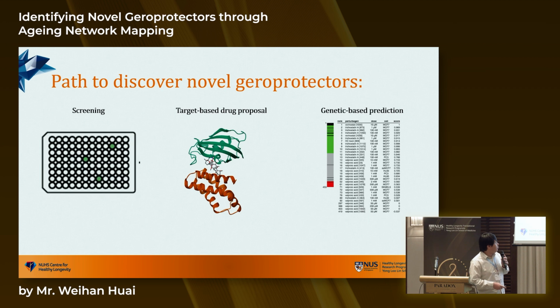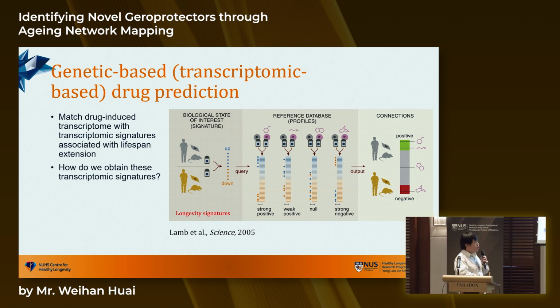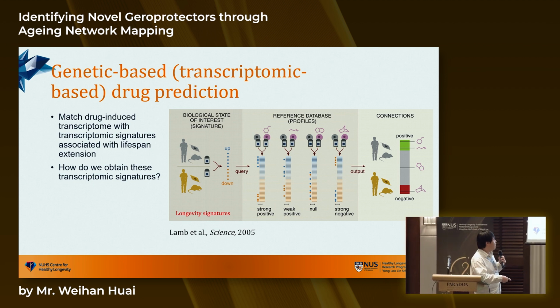Today I'm going to talk about a third method, which is a more recent method, the genetic-based prediction. So what's genetic-based prediction? It's basically using the transcriptome to predict the effect of the drugs. The idea is actually pretty simple. You have certain transcriptomic signatures that you want to match with, and then you look in the database of drugs to find the drugs that can match or mismatch your signatures. Here we term these signatures longevity signatures. Once we target these longevity signatures, the drugs we find are likely to be potentially geroprotective.